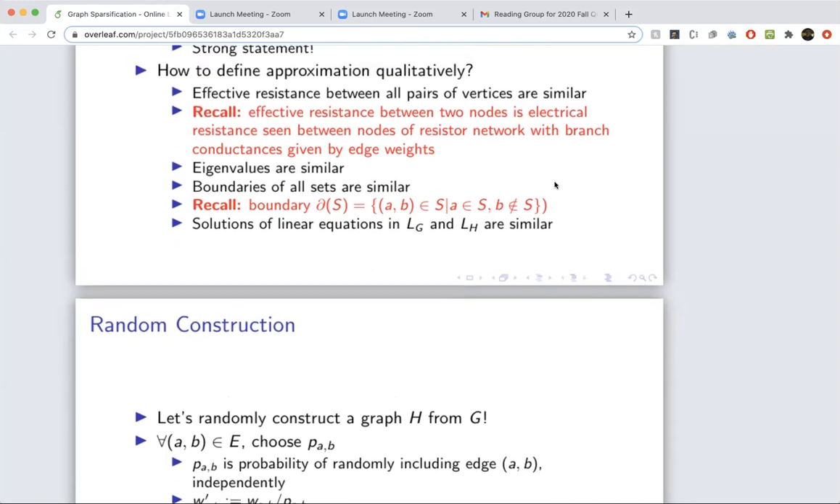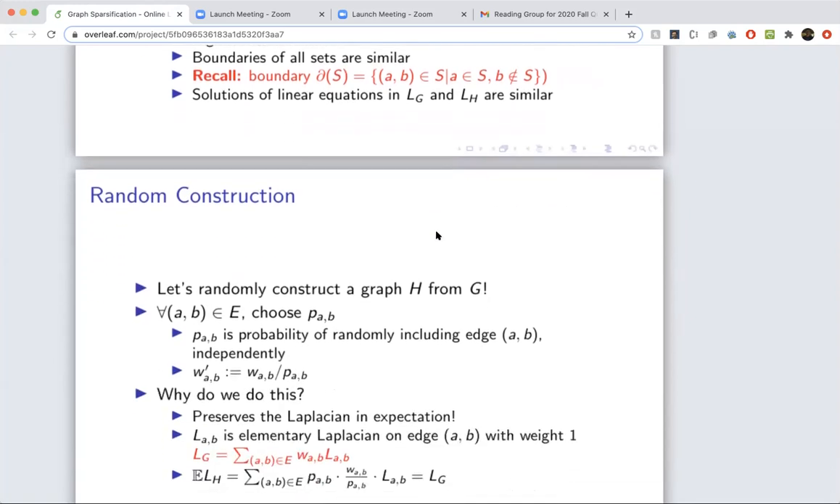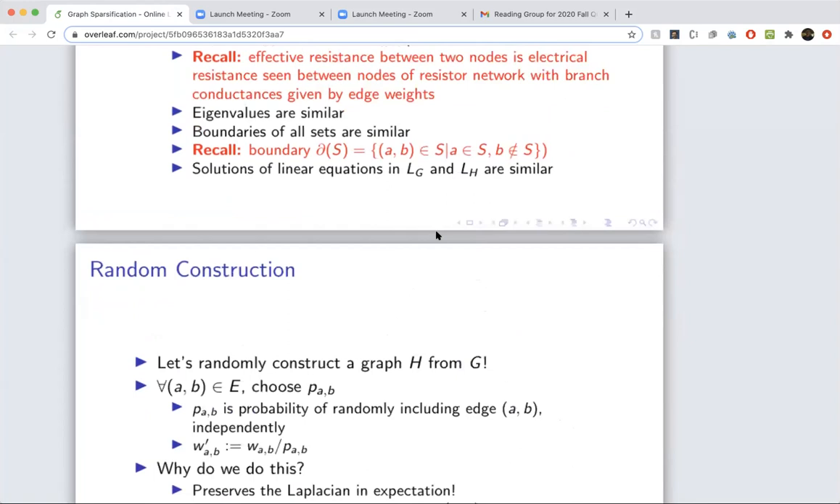We can also say that the eigenvalues of the Laplacians are similar. Furthermore, the boundaries of all sets of nodes are similar. The boundary of an arbitrary subset of nodes S within a graph is defined to be all the edges such that one node falls within your set S and the other node falls outside. And we also can say that solutions of linear equations in LG and LH are similar.